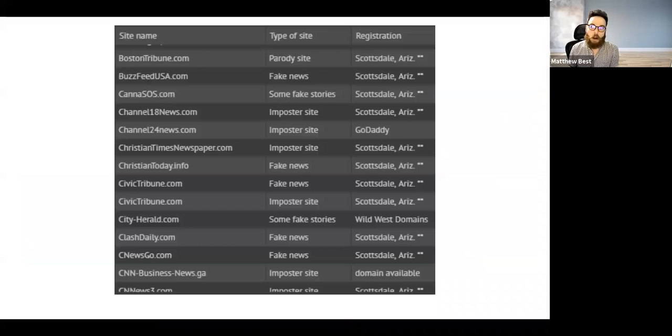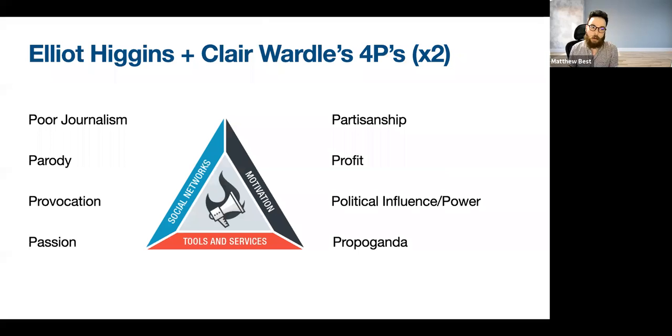When we look at some of the URLs used by some of these fake websites, you can see that they're intentionally trying to deceive by using URLs like Channel 18 News and Channel 24 News when there's no news sources active. Now that we've looked at the types and flavors of fake news, let's take a look at some of the motivations. Elliot Higgins and Claire Wardle have provided 8 different motivations.